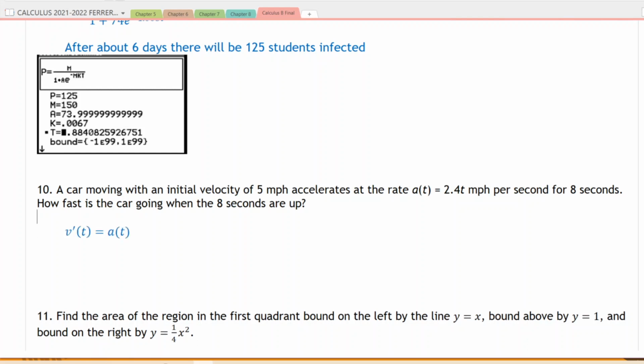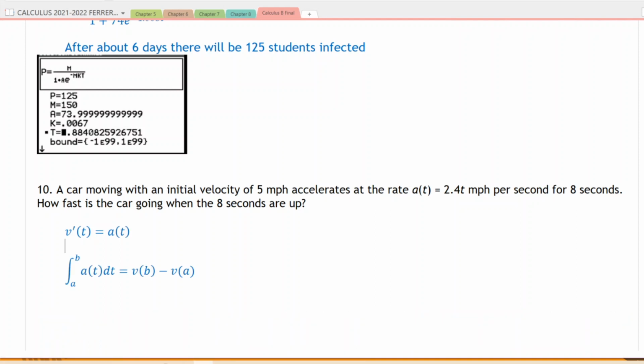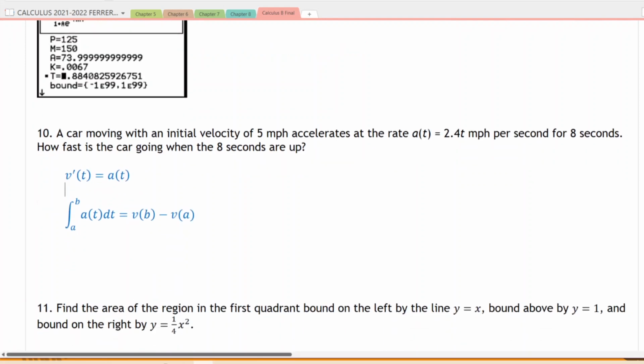Okay, so our first fact to know is that the derivative of velocity is going to be equal to acceleration. So this says to me that the integral from a to b of the acceleration is going to be v(b) minus v(a). We know the initial velocity is 5, so that says I should use 0 for a.